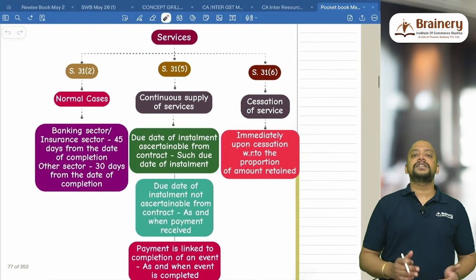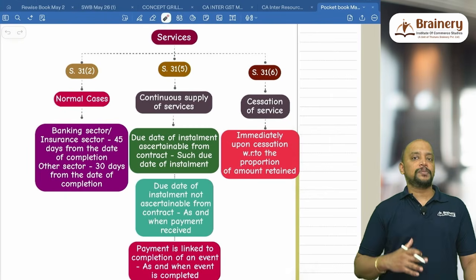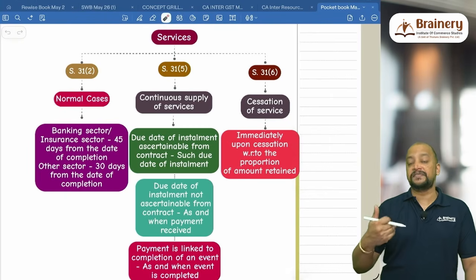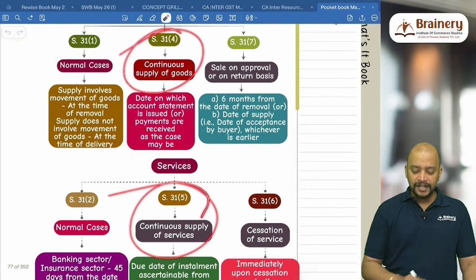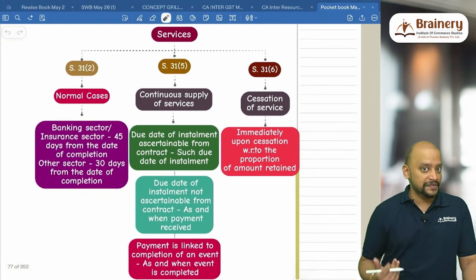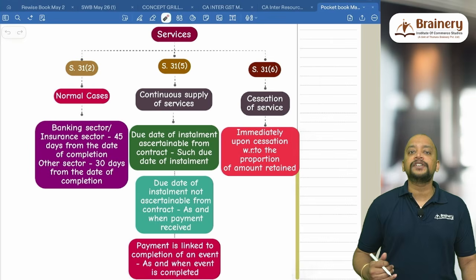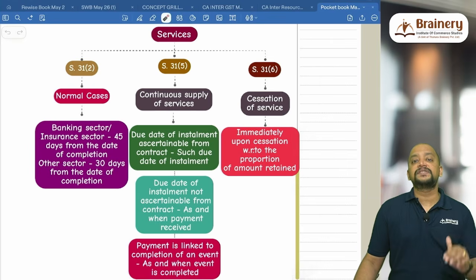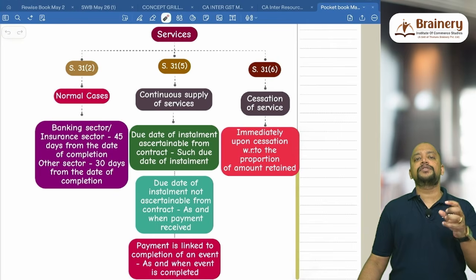Then in case of services, subsection 2, subsection 5 and subsection 6. Subsection 2 is normal cases, subsection 5 is continuous supply of services. So 4 is continuous supply of goods and 5 is continuous supply of services, and subsection 6 is cessation of services. Cessation of service means abruptly stopping the service. Whenever there is a cessation of service, immediately upon cessation, the invoice needs to be issued for the amount which will be retained.